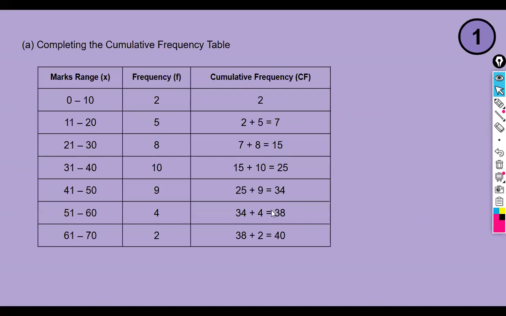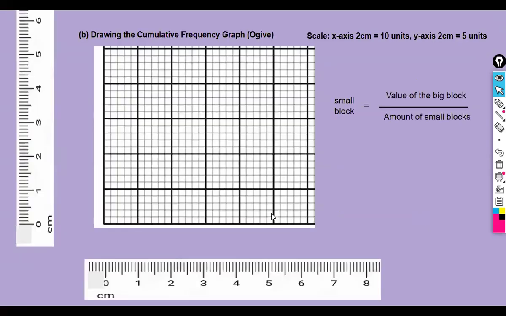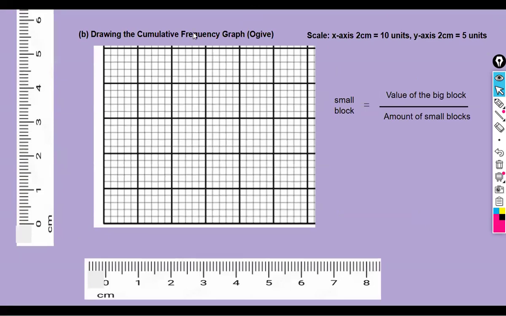Great. So we went through this already. So what we have to do now, right? Remember we plotted the upper class boundary against the cumulative frequency, but the examiner gave us the units here. I mean, the scale. On the x-axis, they said every 2 centimeters is equal to 10.